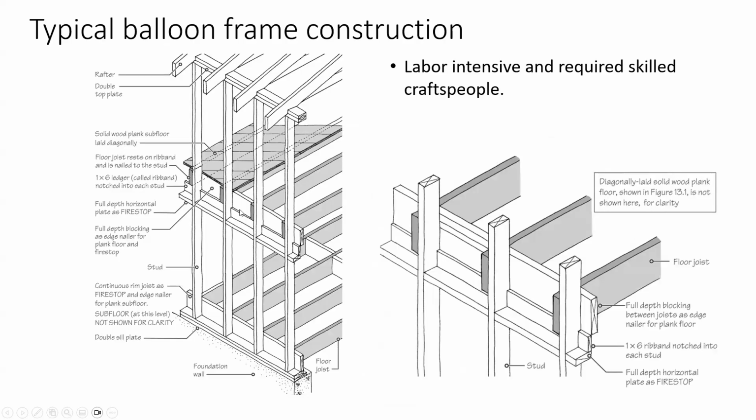So you can see that that ribbon was let in, and this was all done without power tools. So they're using saws and chisels and all that. So they're notching this in, and it was labor intensive and it required skilled craftspeople. They didn't have plywood back in the day either, so they had to take 1 by, typically, maybe 2 by solid wood planks, and they laid them diagonally on the floor.